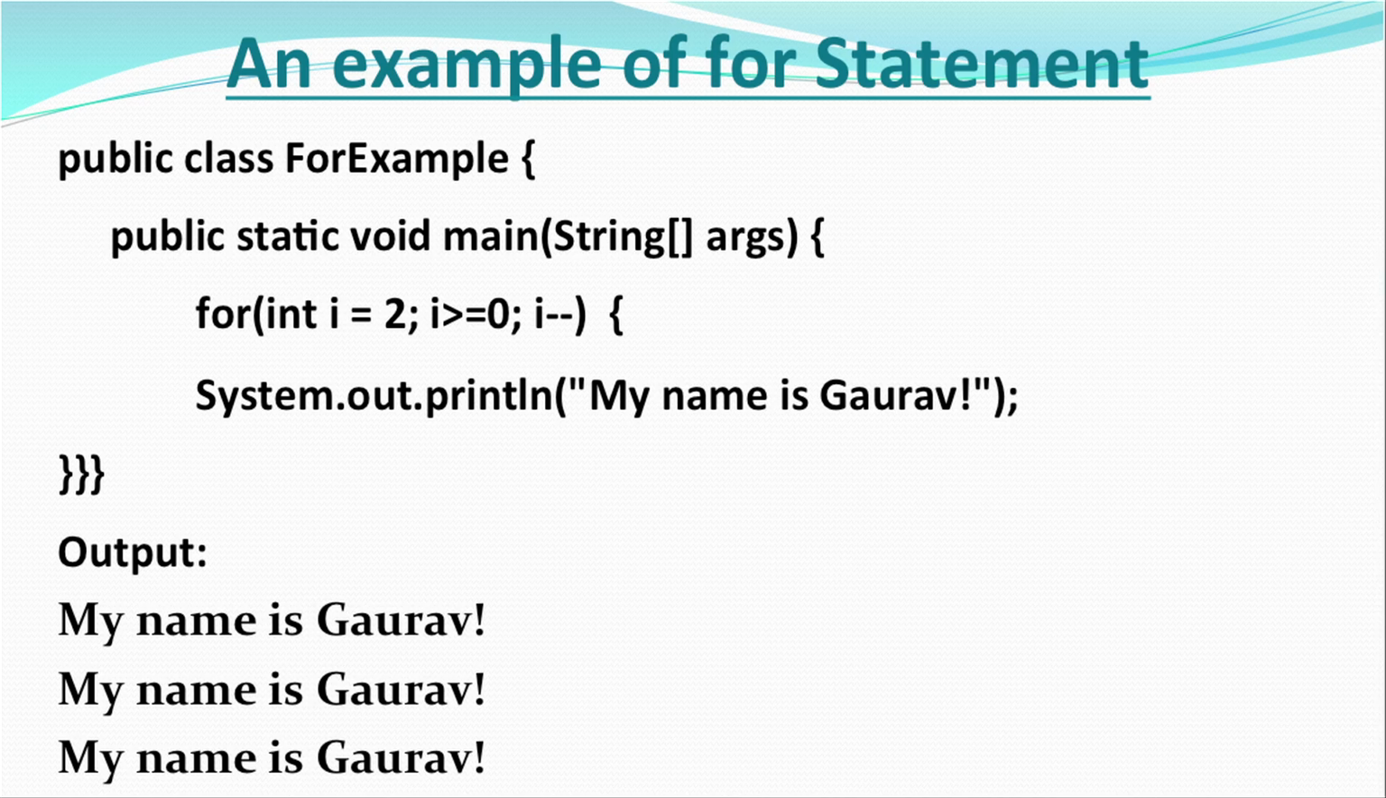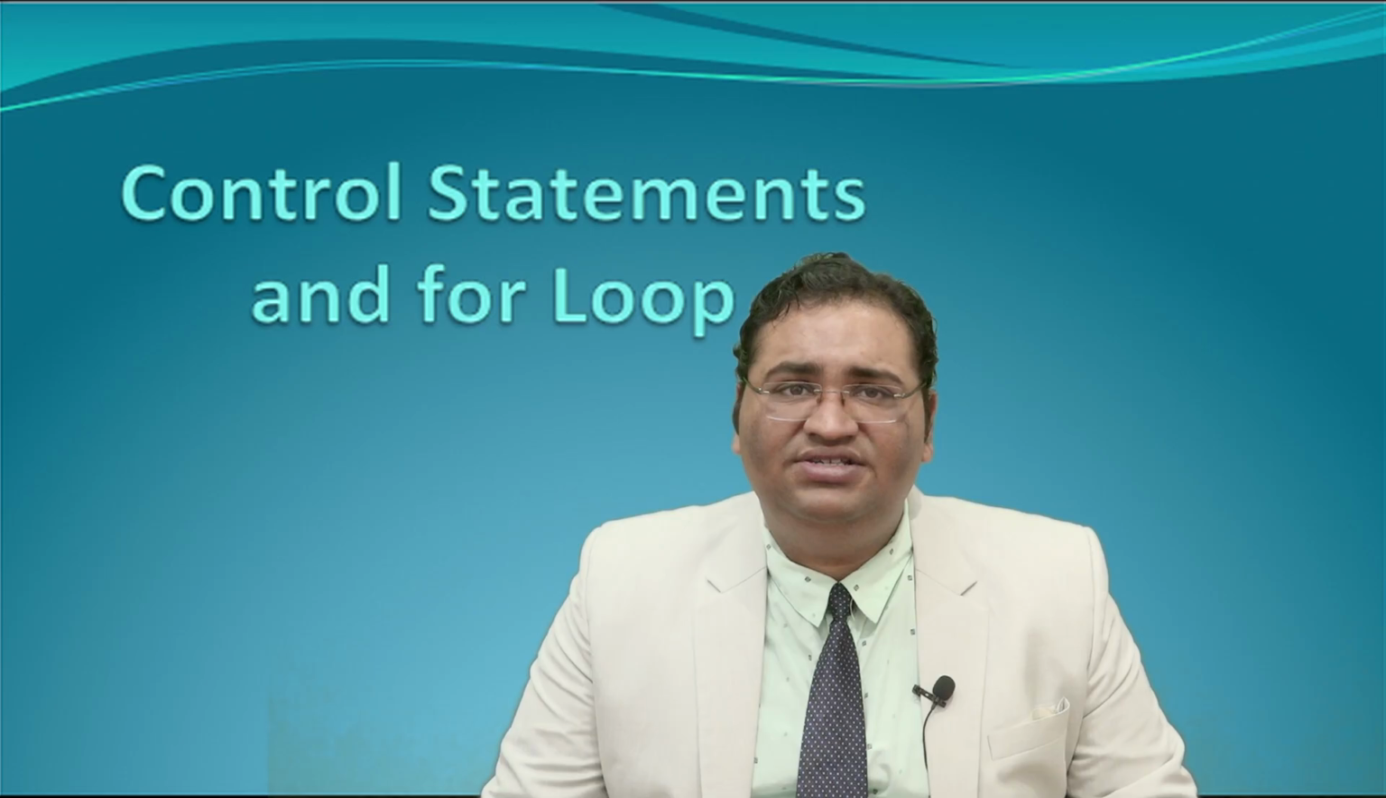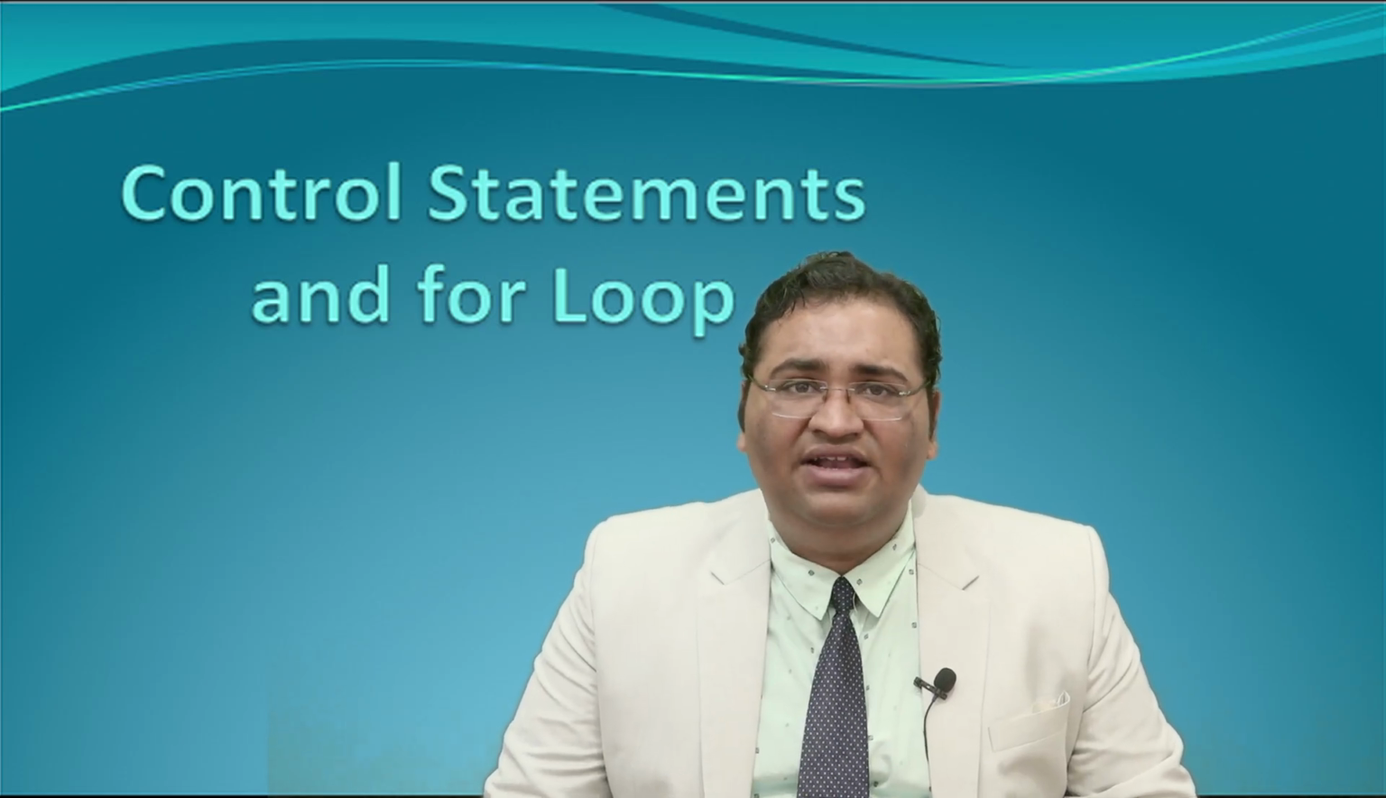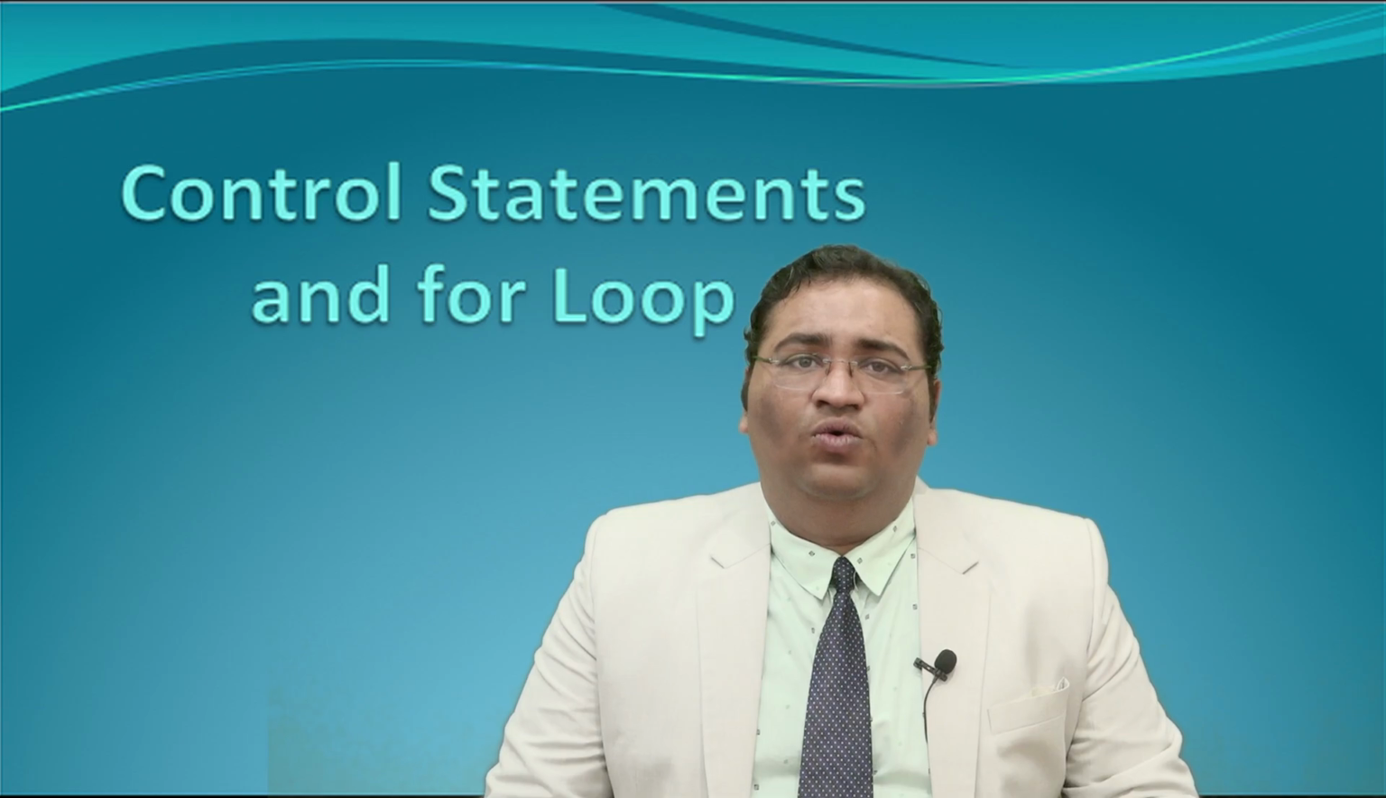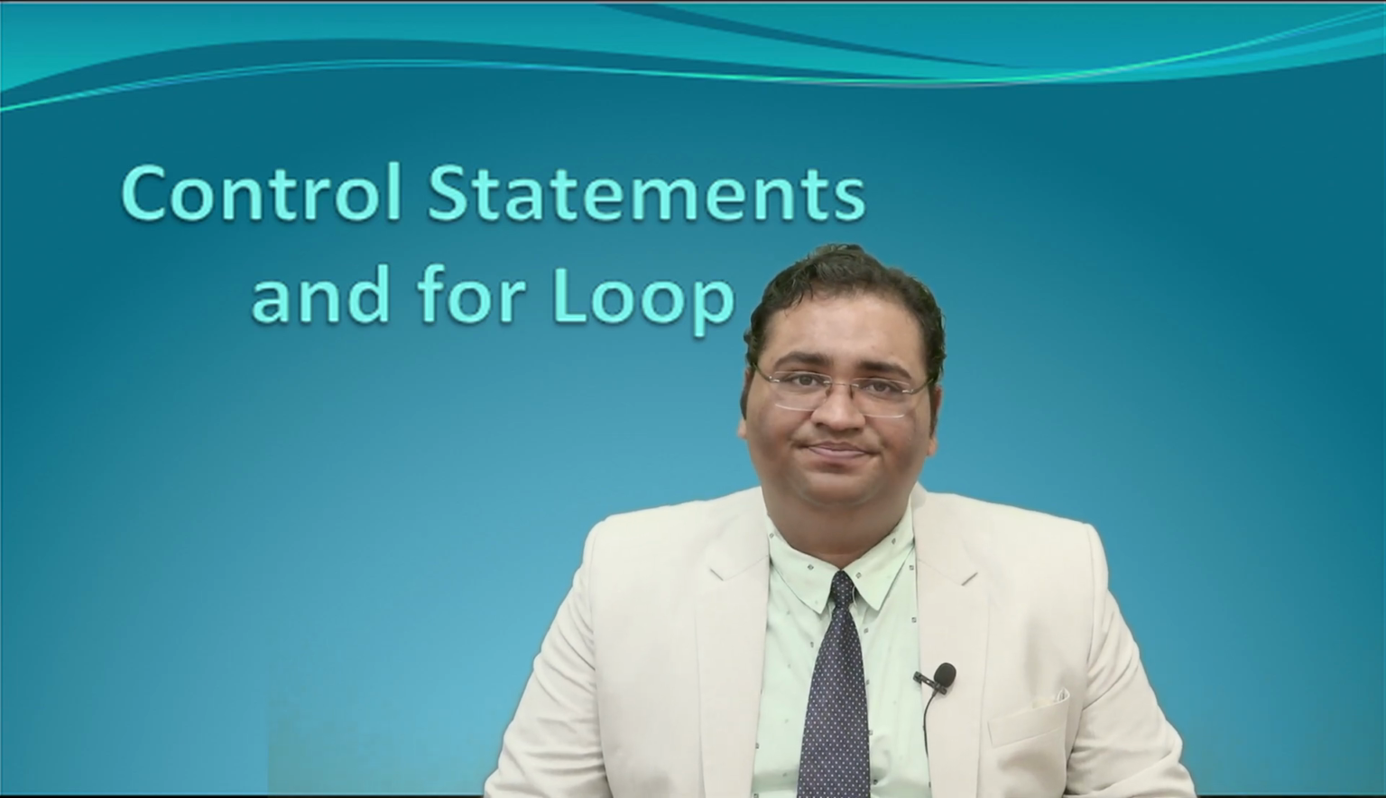Now the value of i will become 1, and then the compiler will check whether 1 is less than or equal to 2. Yes, 1 is less than 2. Therefore again the boolean value true is returned, the statement will get executed, and it will print "my name is Gaurav" once again on the screen. After this, what will happen?